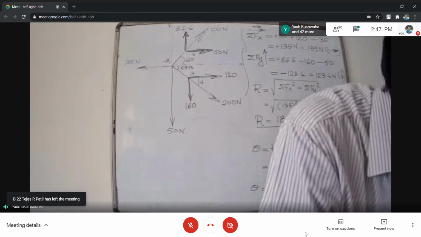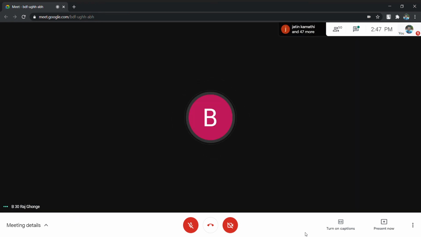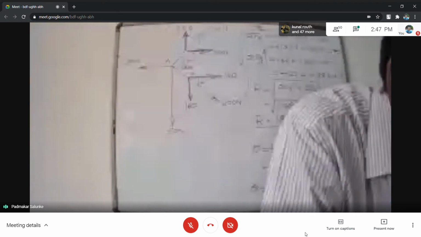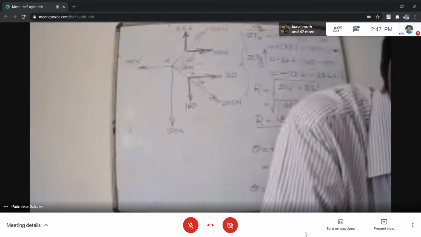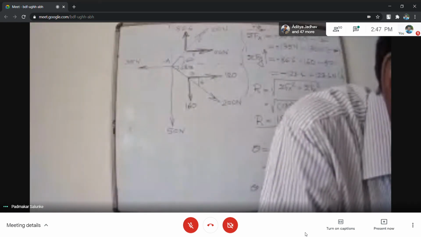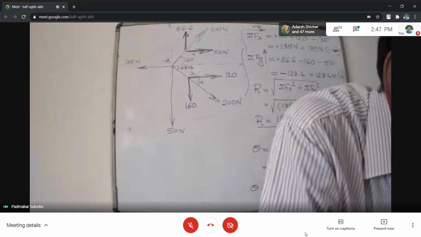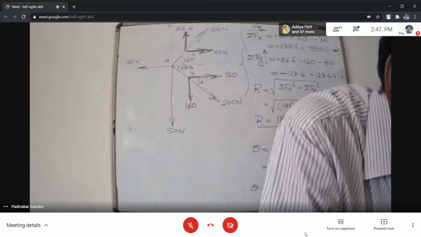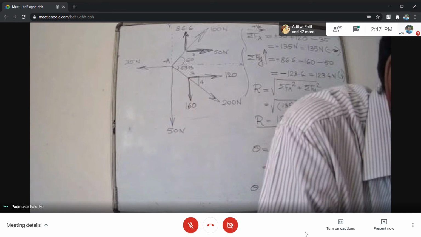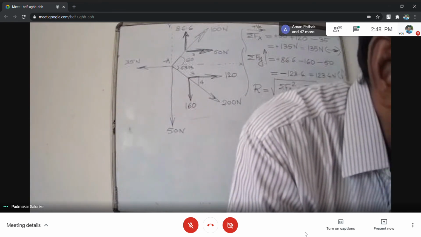Someone can try. So the negative sign is used to indicate the direction. Sir, the force cannot be taken as negative.